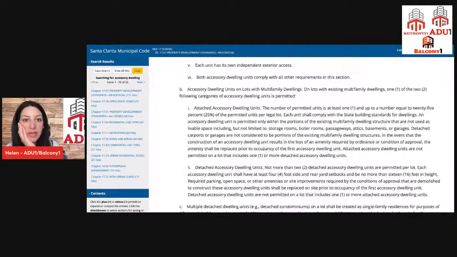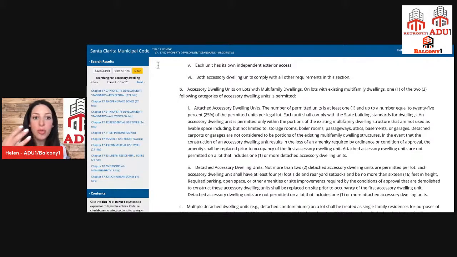So here is where we get into multifamily properties. The biggest difference with Santa Clarita, although it's not that different anymore because this has kind of been the norm lately, is that for multifamily properties it makes you choose one of the two configurations, attached or detached. In multifamily language, attached really only means internal conversions. So you can do either internal conversions of existing space or detached ADUs.